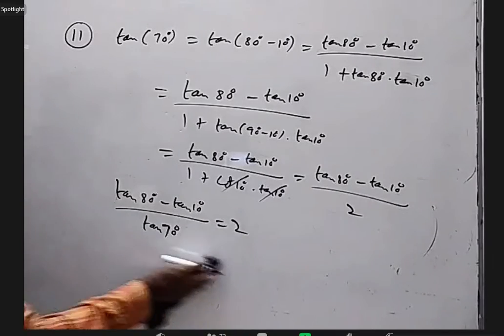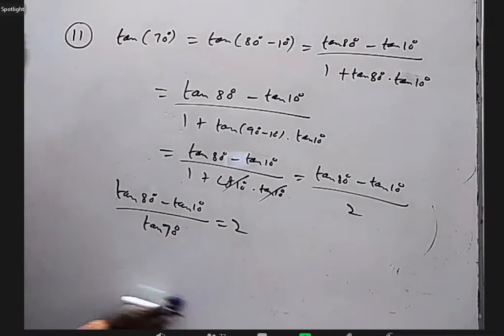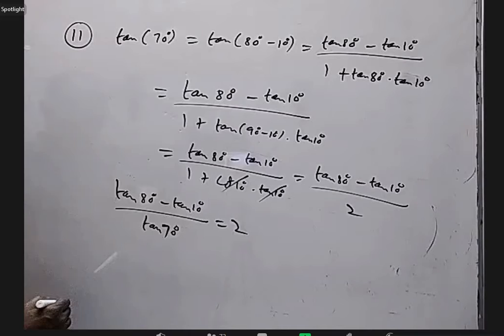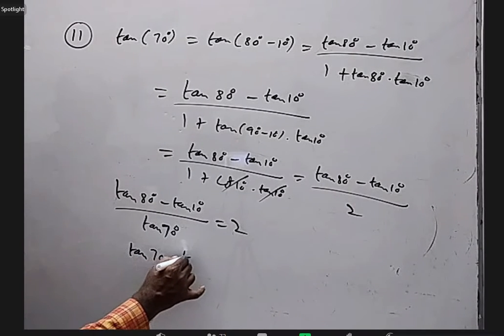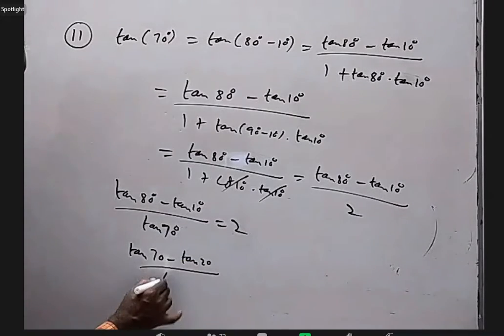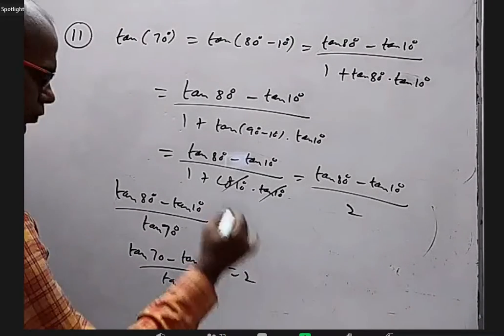Okay, think about it. Shashidhar, you tell first. Tan 80 minus tan 20 by tan 60, sir. Are you sure, 80 degrees? Tan 70 minus tan 20. Tan 70 minus tan 20 by tan 50, sir. Tan 70 minus tan 20 by tan 50 is 2.